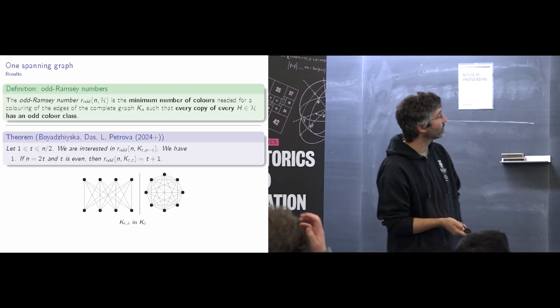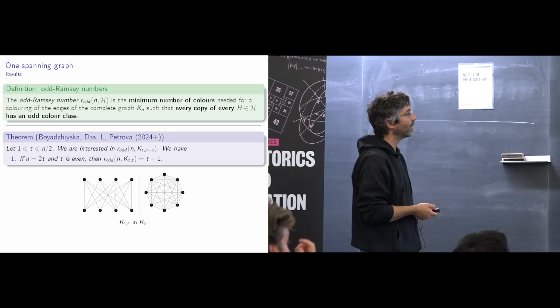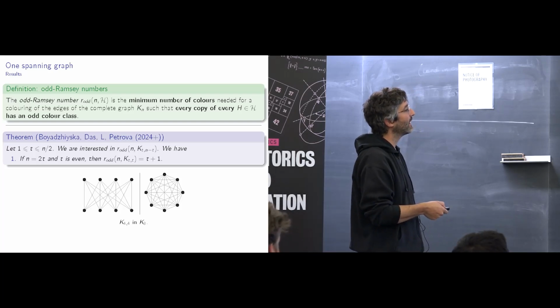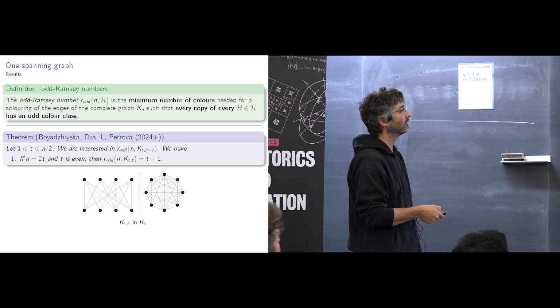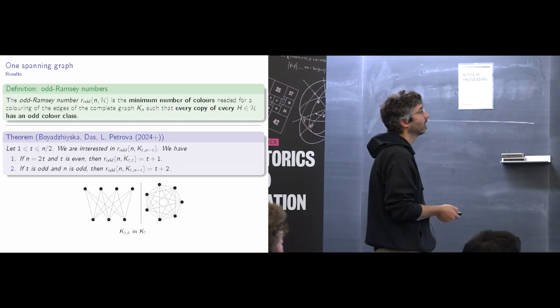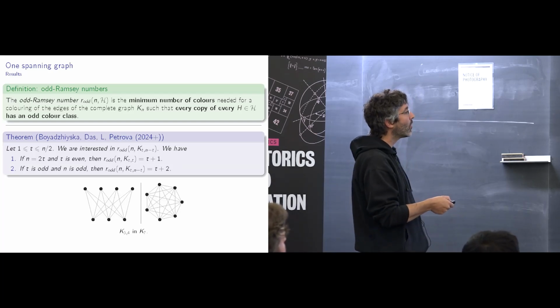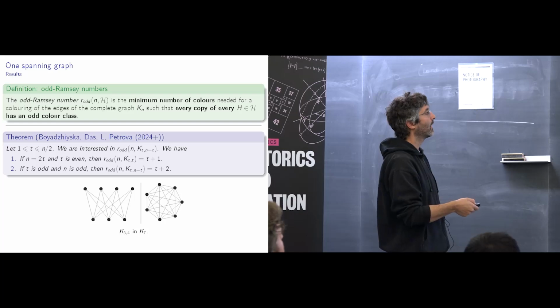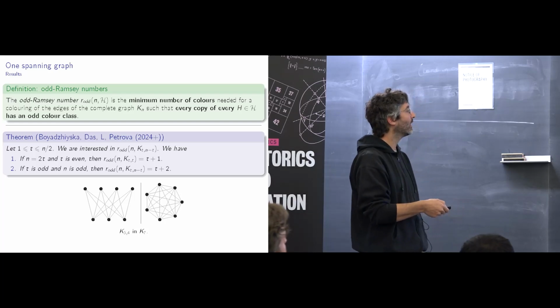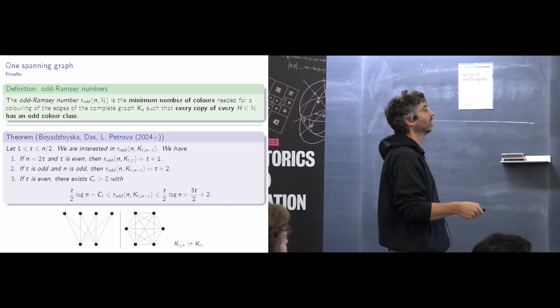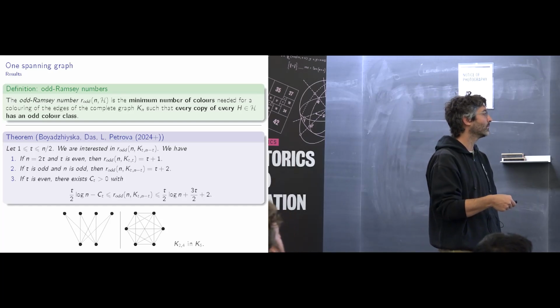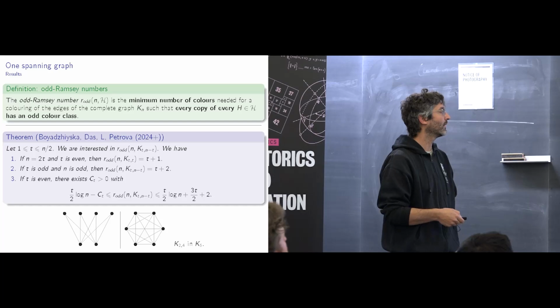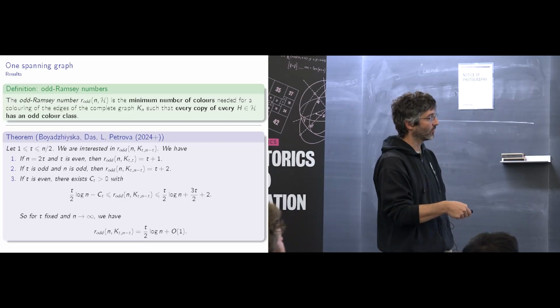And the theorem we managed to prove comes in different steps. There is a specific case for the middle ground where n is even and t is also even. Then the Odd-Ramsey number of K_{t,n-t} is t plus 1. Otherwise, if t is odd and n is odd, then you have t plus 2. And if t is even, we don't know exactly. We've got log n bounds here and here. So we know that asymptotically, at least, we've got log n.